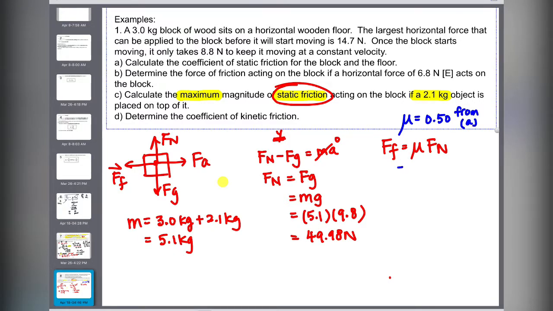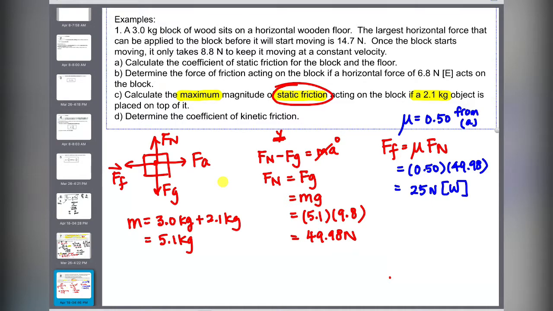So plug it in. We're now figuring out what the static friction is. So I'm going to use 0.5 because that's my coefficient of static friction, times the new force of normal. And so the new static friction is going to be 0.5 times 49.98. So 24.99. I've got 2 sig digs, so I need to write 25 Newton to the west.